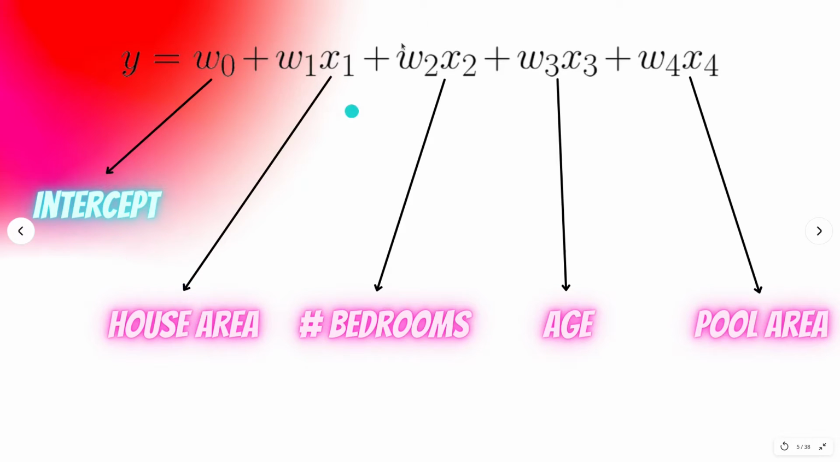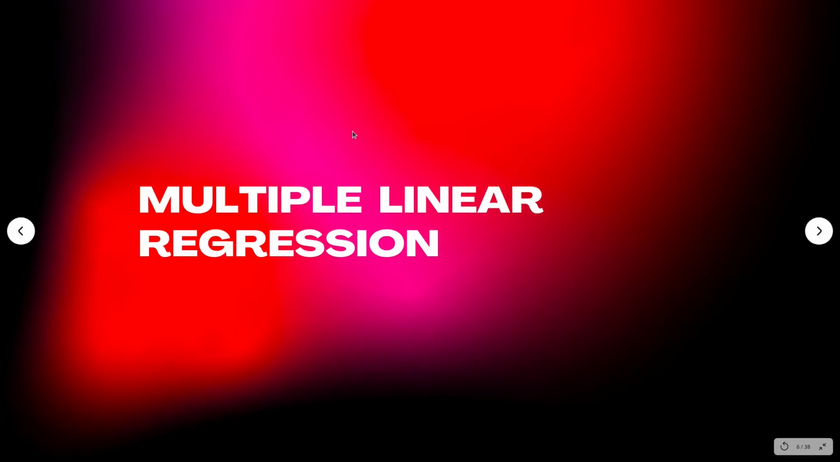x1 is the house area, x2 is the number of bedrooms, x3 is the age, and x4 is the pool area. And w0, w1, w2, w3, w4 are the weights. These are very important. Our aim is to find the weights. What we just saw is multiple linear regression and not simple linear regression, because we had more than one parameter as our input.